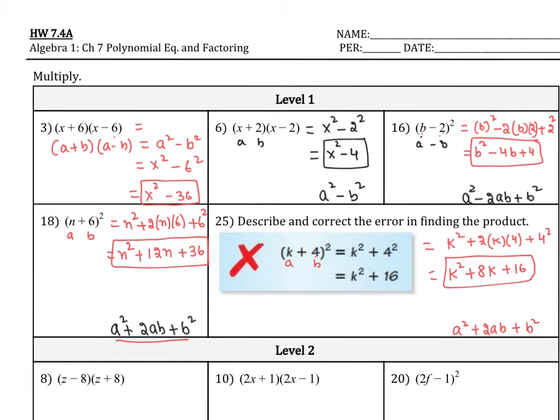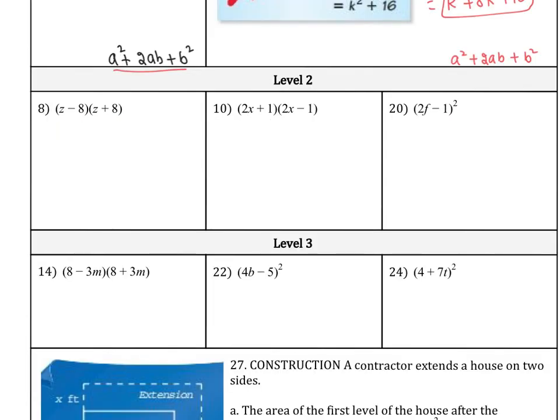We always write the equation or polynomial in standard form. For question number 8, this is (a + b)(a − b), or (a − b)(a + b), and the formula for that is a² − b², where we're going to consider a as z and b as 8. So a² means z², 8². So z² − 8², that's going to be z² − 64.